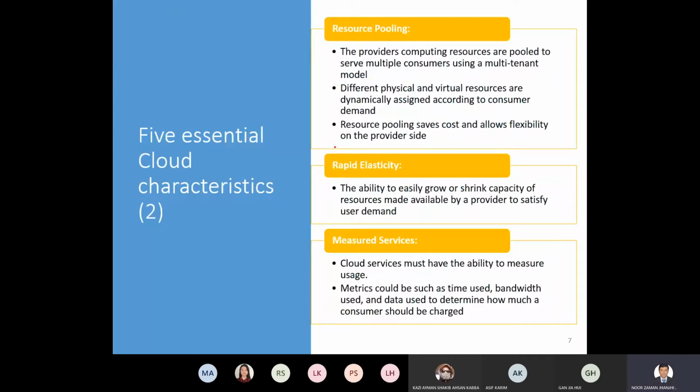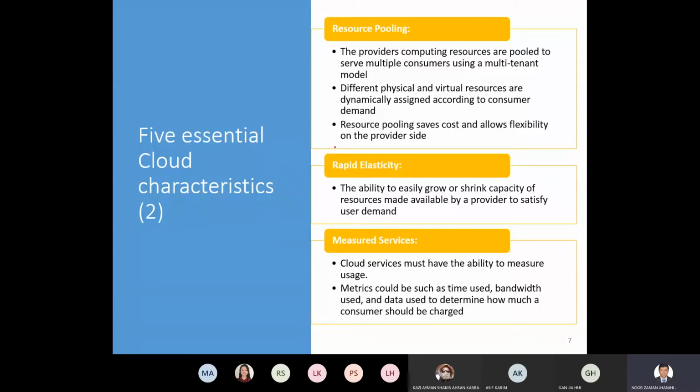Now, the third point is resource pooling. Resource pooling is the key concept, the key idea, the key benefit, and that's why the cloud came into being. The cloud providers must provide the computing resources in the concept of pooling. What do we mean by the pooling concept? It means they are able to handle several users, multiple users, at the same time.